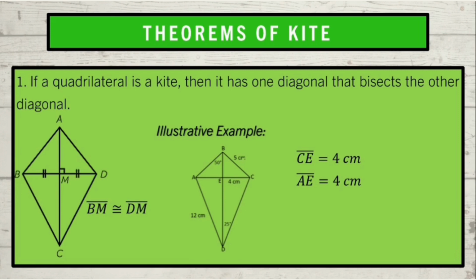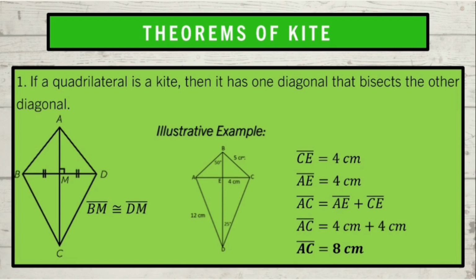So, to get the length of segment AC, we will just add the length of segment AE and segment CE. By substitution, we will have segment AC is equal to 4 cm plus 4 cm. Then, perform the operation, we will get 8 cm. Therefore, that is the length of segment AC. I hope you were able to keep up. Good job! Let us move on to the second theorem of a kite.